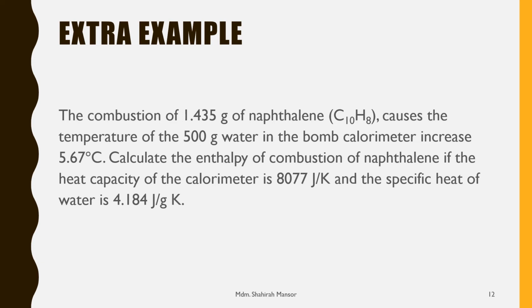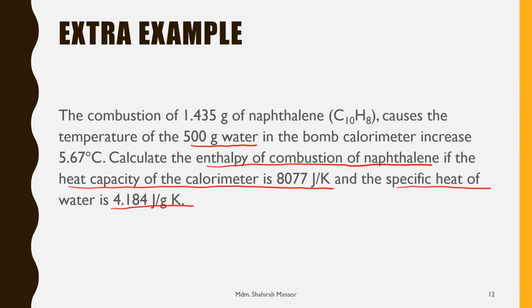The combustion of 1.435 gram of naphthalene causes the temperature of the 500 gram of water in the bomb calorimeter to increase 5.67 degrees Celsius. Calculate the enthalpy of combustion of naphthalene if the heat capacity of the calorimeter is 8077 joule per Kelvin and the specific heat of water is given.